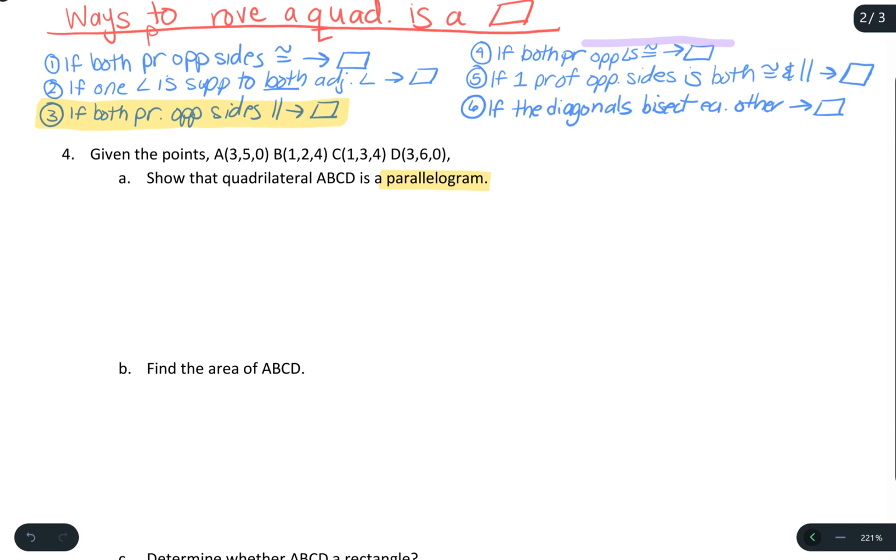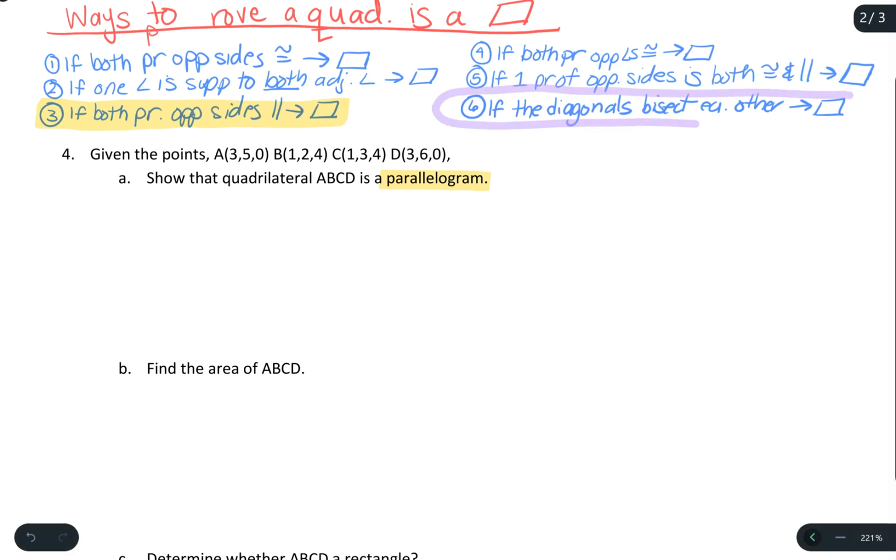Number 4, both pairs of opposite angles are congruent. Again, we would need to find the angle between 2 vectors for all 4 of the angles and verify that they are the same. If one pair of opposite sides is both parallel and congruent, choose one set of sides, either calculate distance formula and magnitude, and then calculate the vectors to make sure that they are parallel.